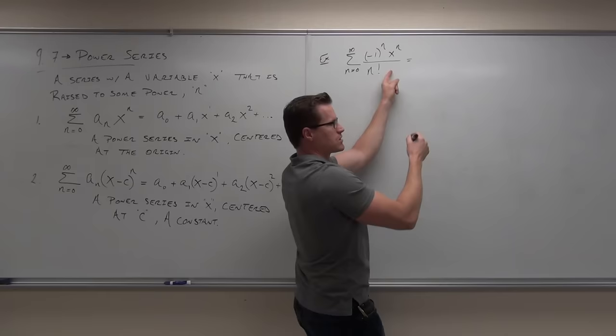It's isolated inside my absolute value. Right now, you should be able to tell me the radius of convergence. What is it? Very good. So this right here says the radius of convergence is 1/2.